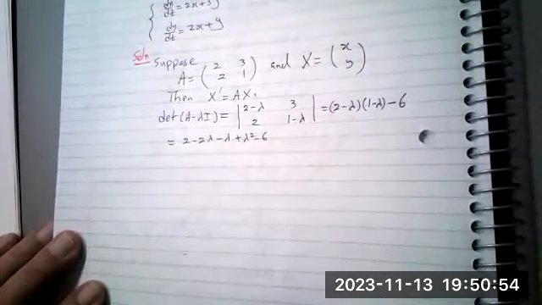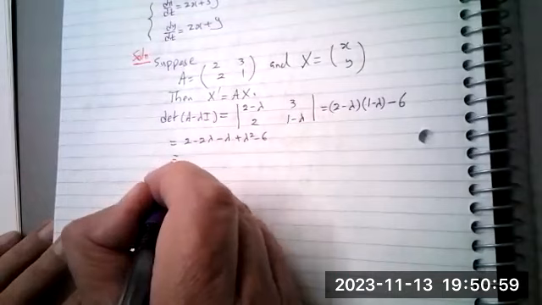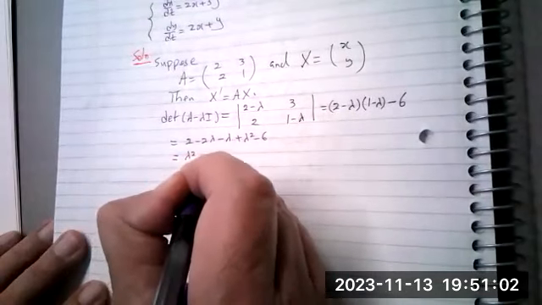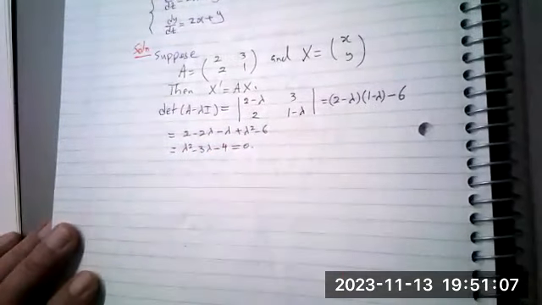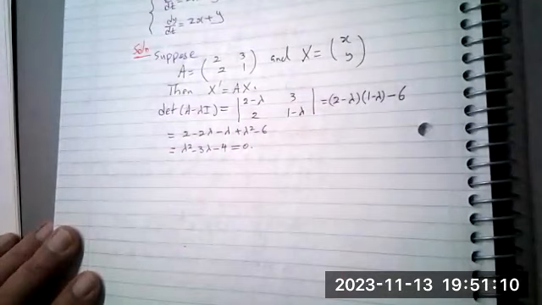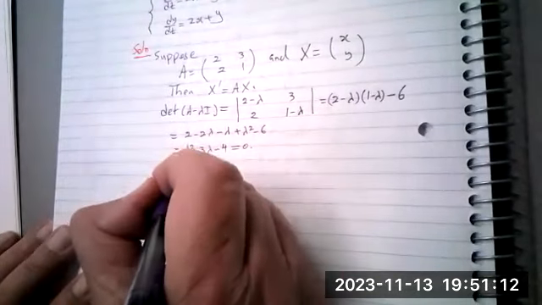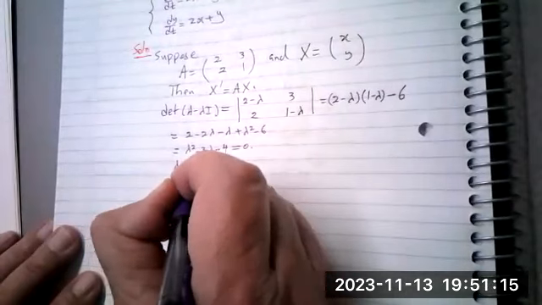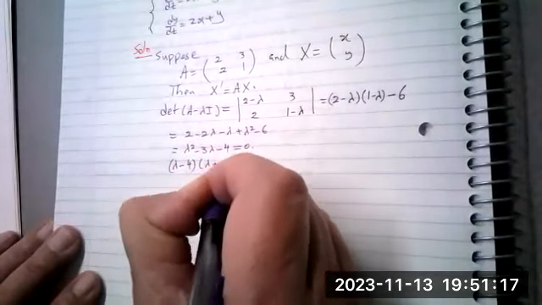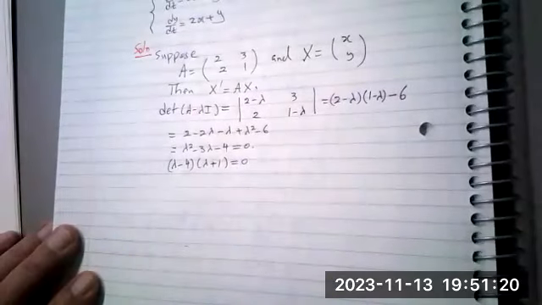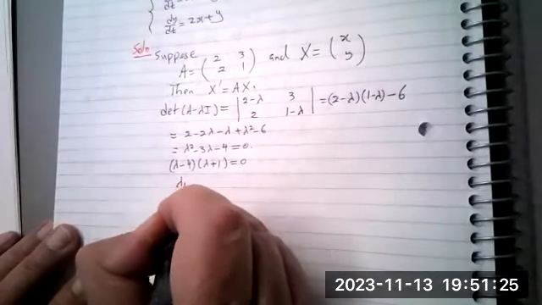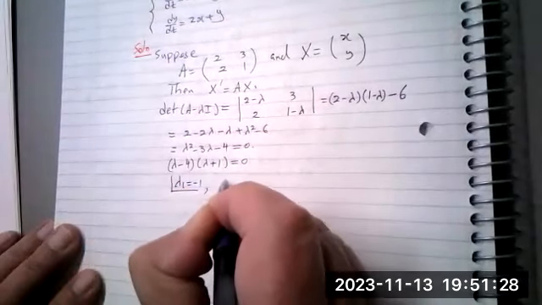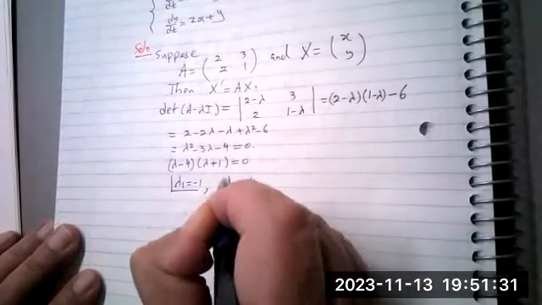Combine the like terms, write it down as a quadratic equation. So that would be lambda squared minus 3 lambda minus 4, set equal to 0. We get the eigenvalues. Easy equation: lambda minus 4 times lambda plus 1. So we get two solutions. You can label it whatever you like. So I label lambda 1 equal to negative 1 and lambda 2 equal to 4.